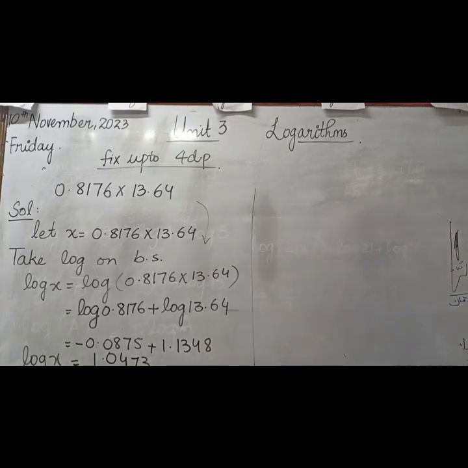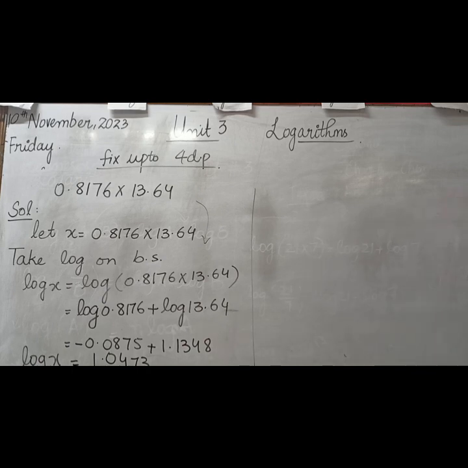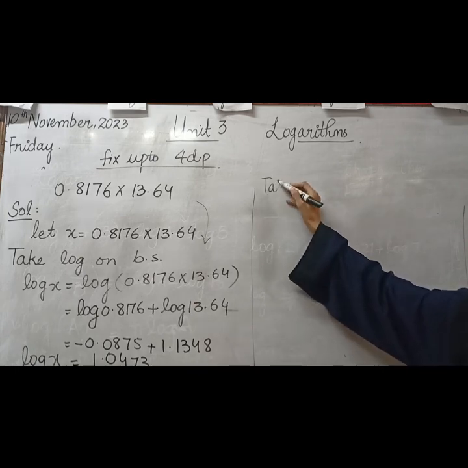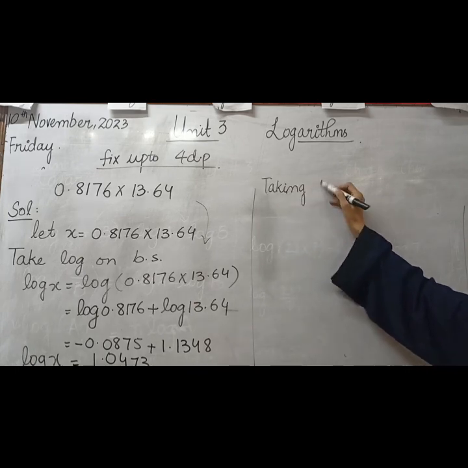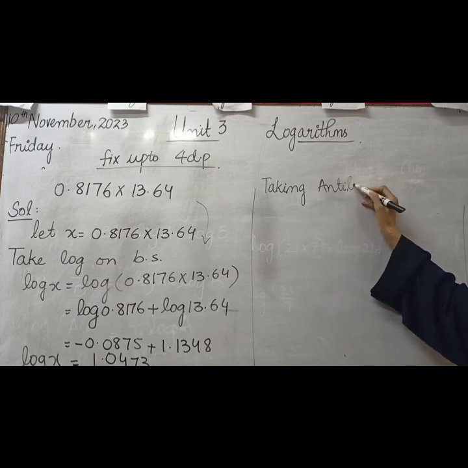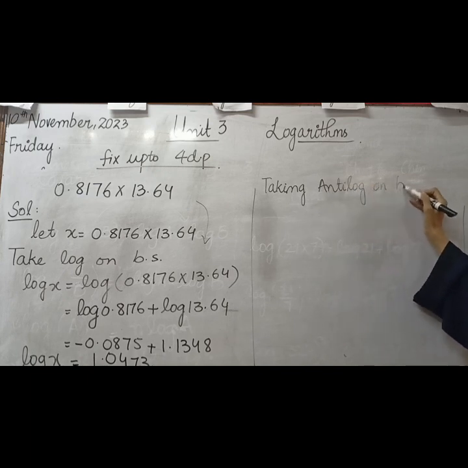Now who will tell me what we have to do when the logarithm of some number is given? To find out the number, what we have to do? Yes, we have to find out the anti-logarithm of that number. Exactly. To find out the anti-log, you have to press shift and then log from your calculator, taking anti-log on both sides.